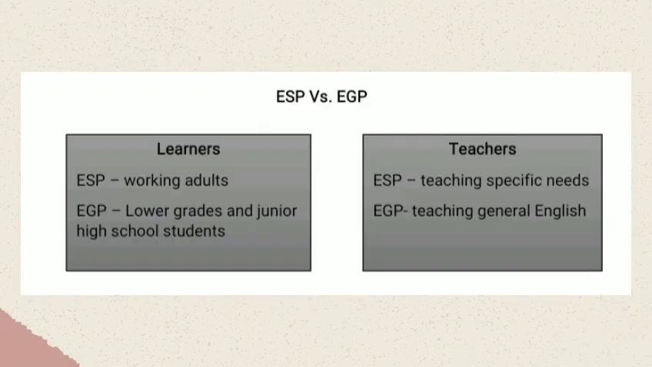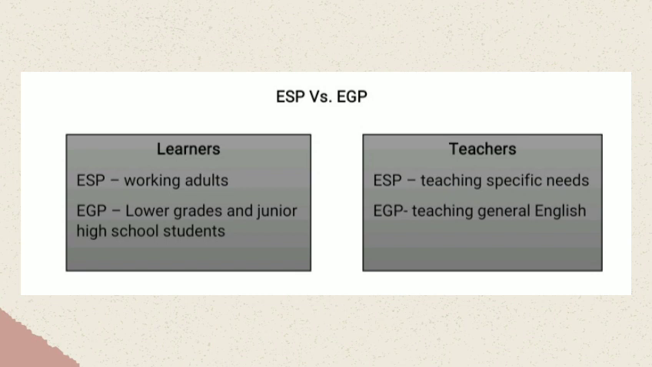Now we are done with the basic features of ESP. Let us proceed to what differs ESP, or English for Specific Purposes, and EGP, English for General Purposes, when it comes to their teachers and learners. So in ESP, their learners are most likely working adults. As I said a while ago, it is for the preparation for higher learning or for their workplace, while the learners of EGP are those who are in lower grades, secondary level, or the junior and senior high school, and tertiary or the college.